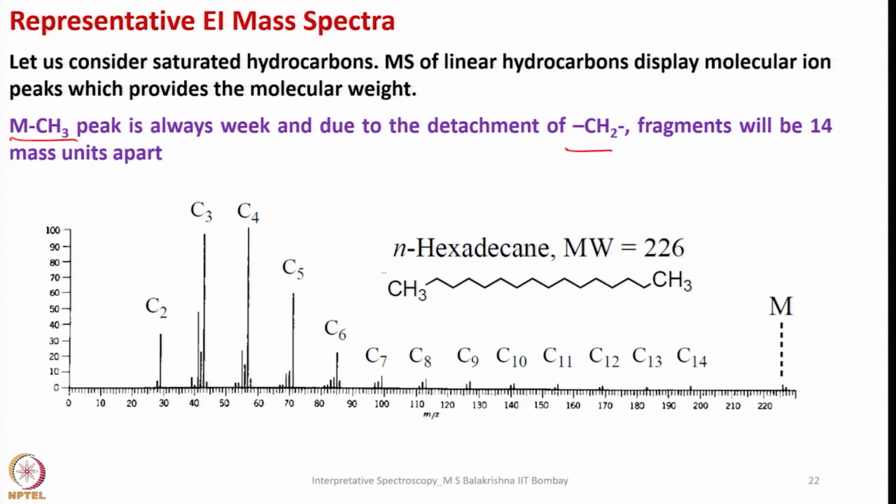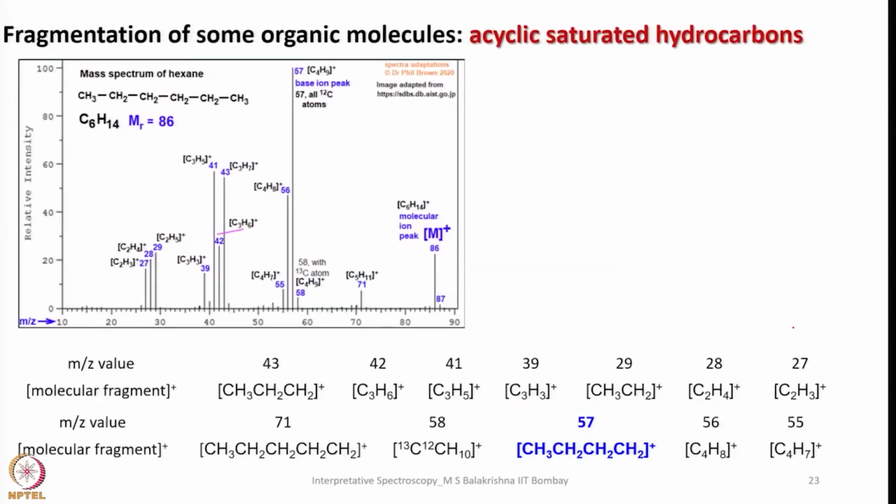One such example is n-hexadecane, molecular weight 226. The parent ion peak is here, and then we can start here. The 16 is not shown. The 14 one means probably you have lost 2 CH2 units, and it continues, and you can see up to C2. Of course, linear saturated hydrocarbons are quite simple to analyze and understand, and the parent peak can be readily identified. Now let us look into some acyclic saturated hydrocarbons.